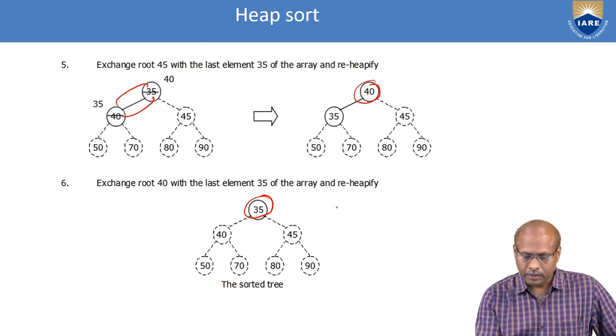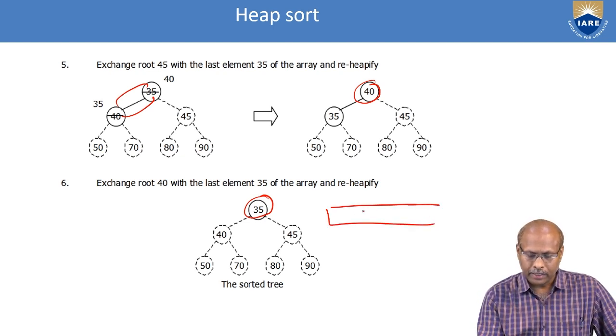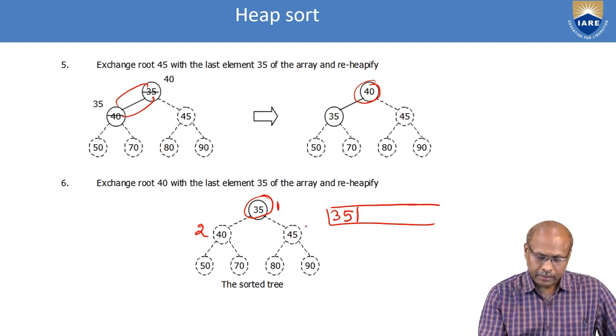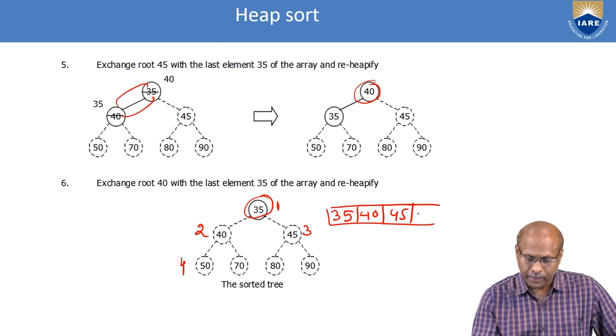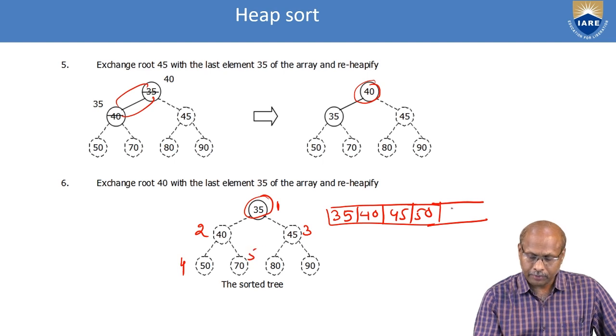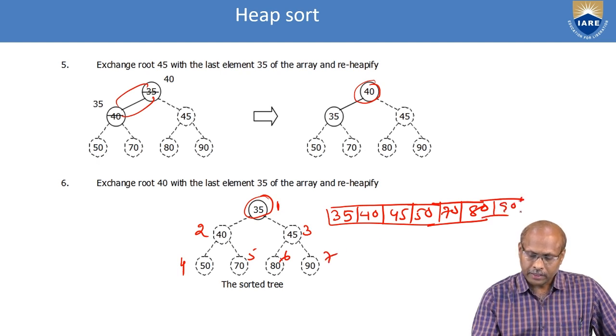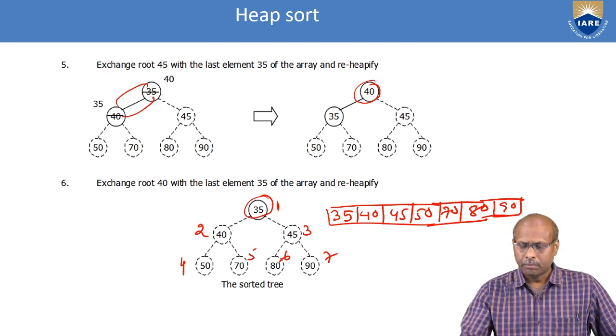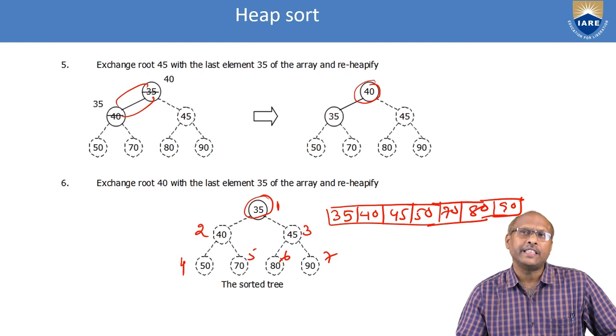So if you think about this final array, this will be 35 because this is the first place, this is the second place, this is the third place. That means 40 and then 45, and this is the fourth place, 50, and this is the fifth place, 70, and this is the sixth place, 80, and this is the seventh place, 90. So in the sorted array, you will find this type of data. So this is the diagrammatic representation, but internally the data will be organized in this way in the array.